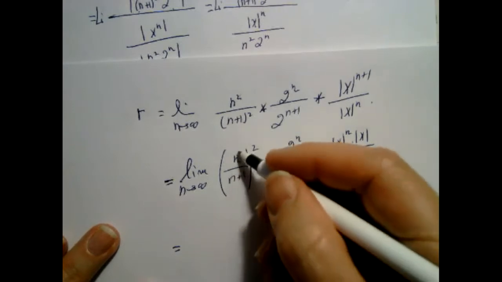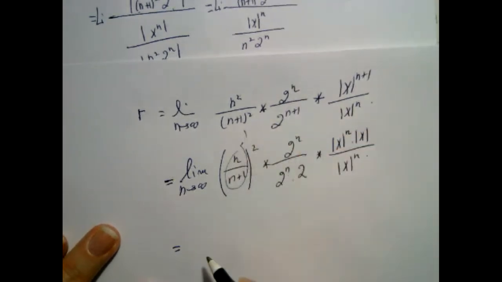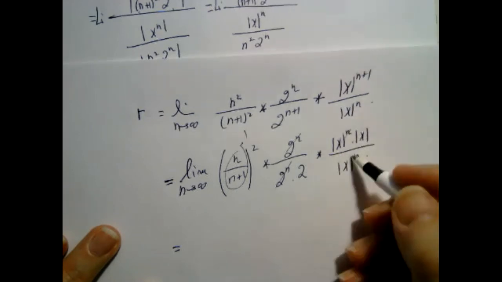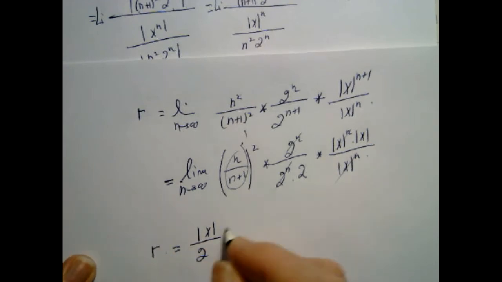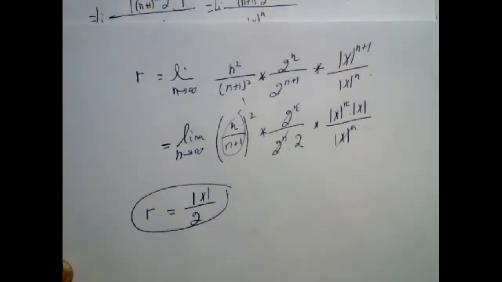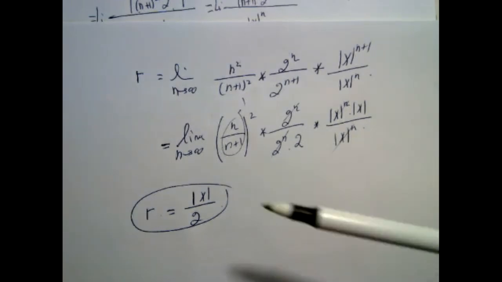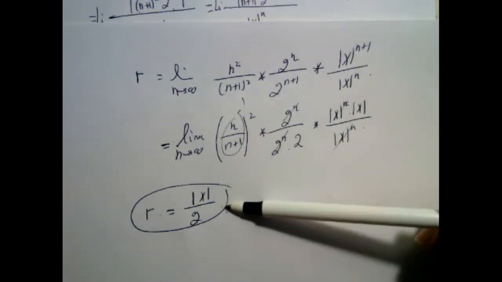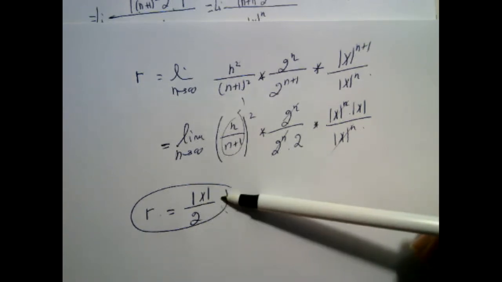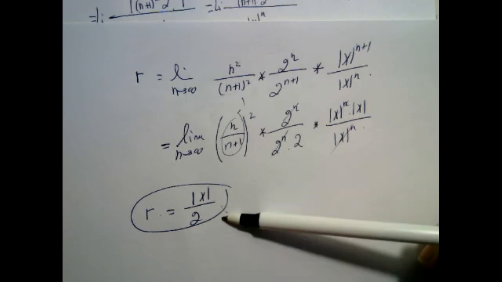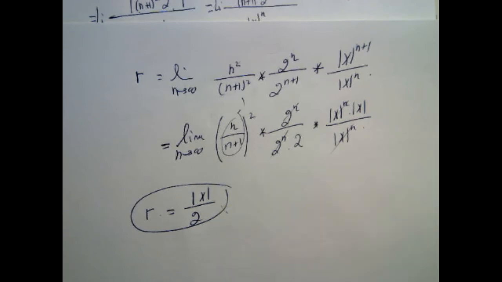So finally, this term will go to 1. 2 to the n simplifies. x to the n simplifies. I will be left with the absolute value of x over 2. So the ratio test gave me that so far. Now, what does the ratio test tell me? The ratio test tells me that if this ratio is less than 1, the series converges. If it's bigger than 1, the series diverges. Equal to 1 is inconclusive.